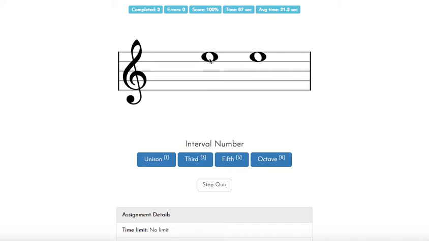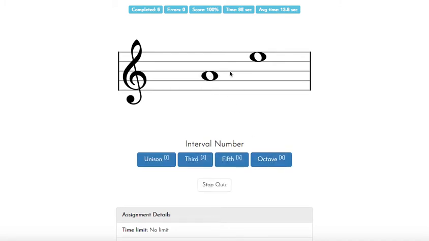Now I'm back to notes that are the same. That would be our unison. Notes that are the same, that would be our unison. Notes that are 1, 2, 3, 4, 5, 6, 7 away would be our octave.